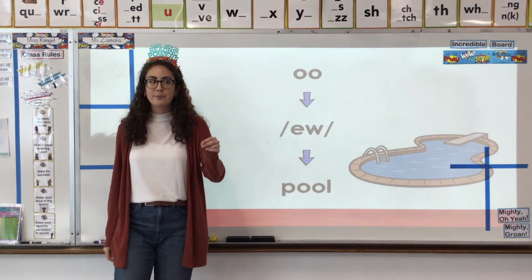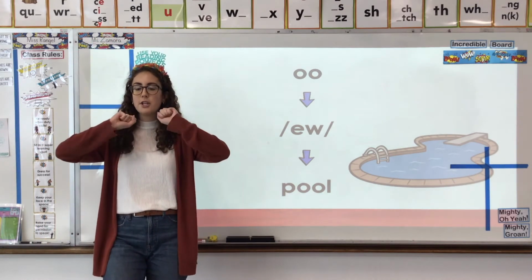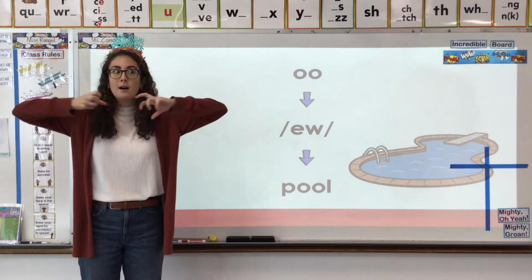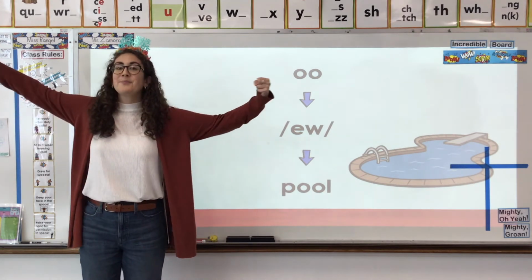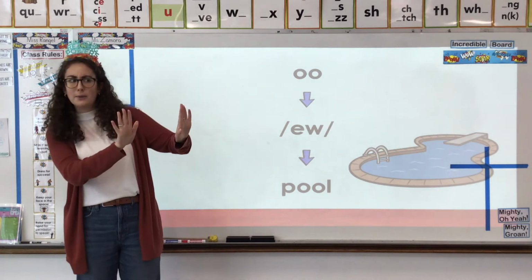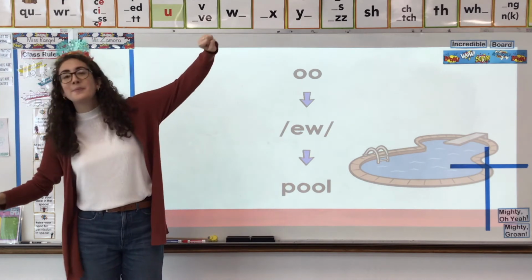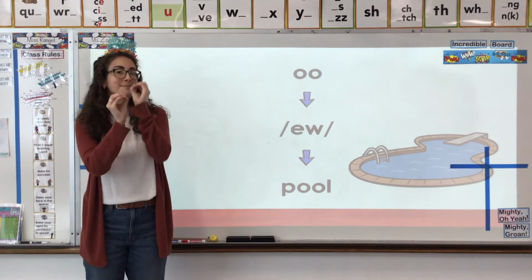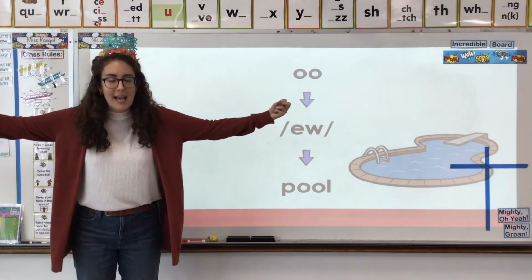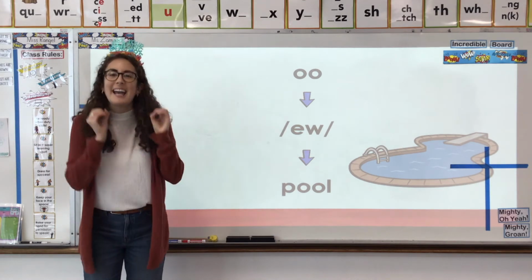Good job. Okay, so we have the short sound with mirror words, but now we've got to do the long sound. So, are you ready for round two? Here we go. Mirror words. The long sound for O-O is ooh. The long sound for O-O is ooh. The long sound for O-O is ooh.